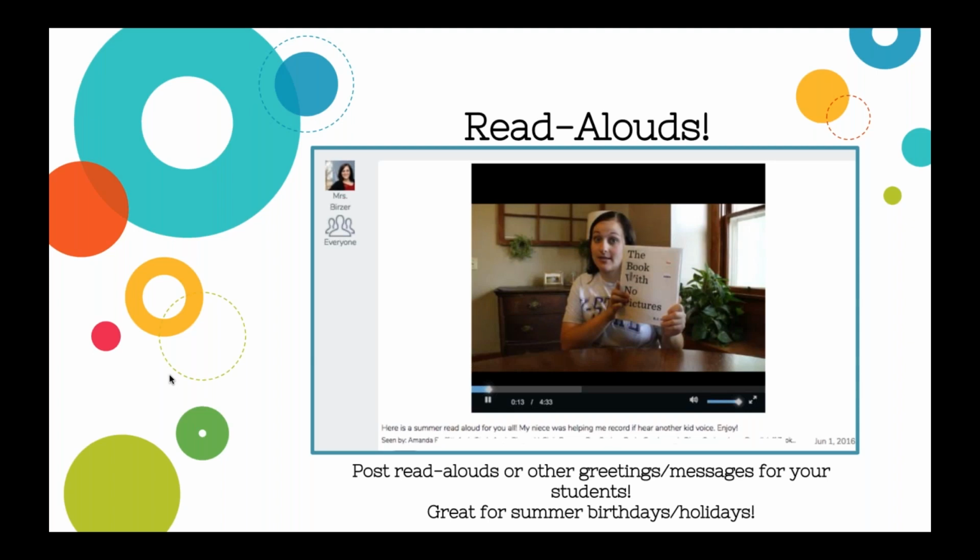You could also even use a video like this for messages for like a summer birthday or for a summer holiday. So we have some things coming up that you could be commemorating and talking about in videos. So you could record some messages, and that's a fun way to use Seesaw on a break.